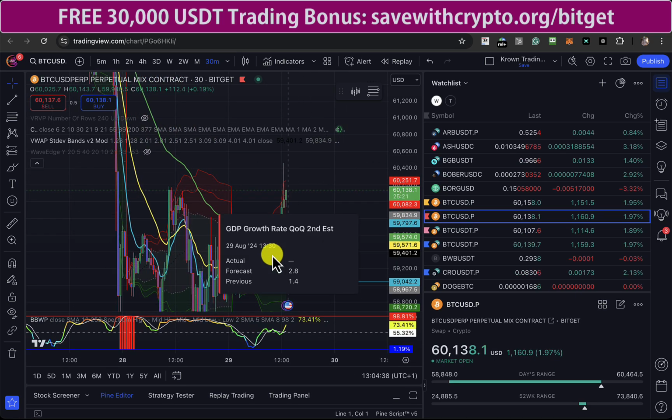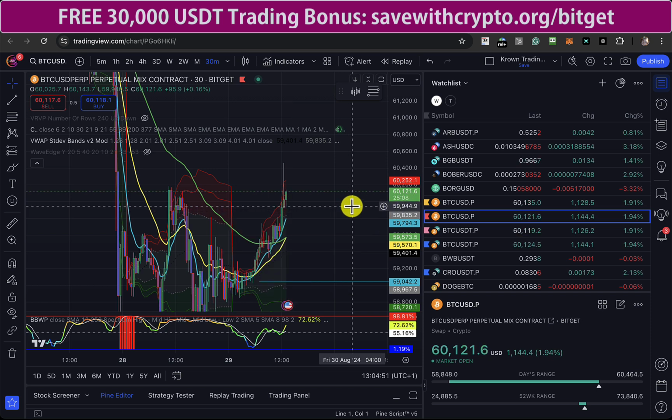Now it looks like we've got something happening here at 1:30, which is the GDP growth rate quarter on quarter second estimate. Okay, I don't know exactly what that is, but that's probably going to be good or bad, isn't it? So we'll have to wait and see what happens there. By then, I should be at the next 30-minute candle, so hopefully that will be going in the right direction.